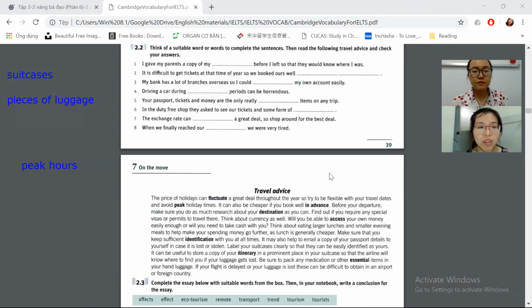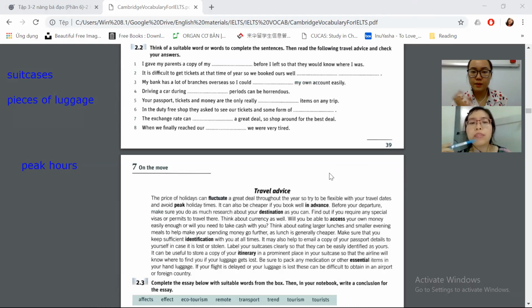Number 6. In the duty-free shop, they ask to see our ticket and some form of identification. Very good. Number 7. The exchange rate can agree you, so shop around for the best deal.